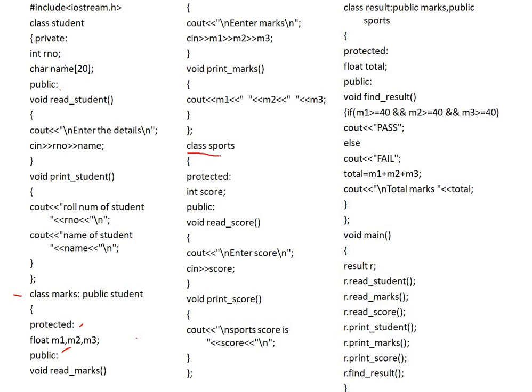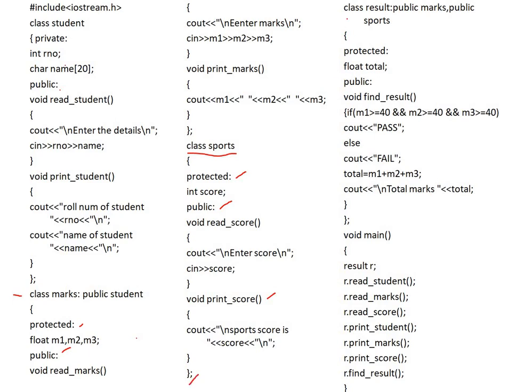Next we have written another base class, that is class sports. Under the class sports we have written two sections, protected and public section. Under the protected section we have declared int score. Under the public section we have defined two member functions, they are read underscore score and another one is print underscore score. Right after that we have closed the declaration definition of the class.